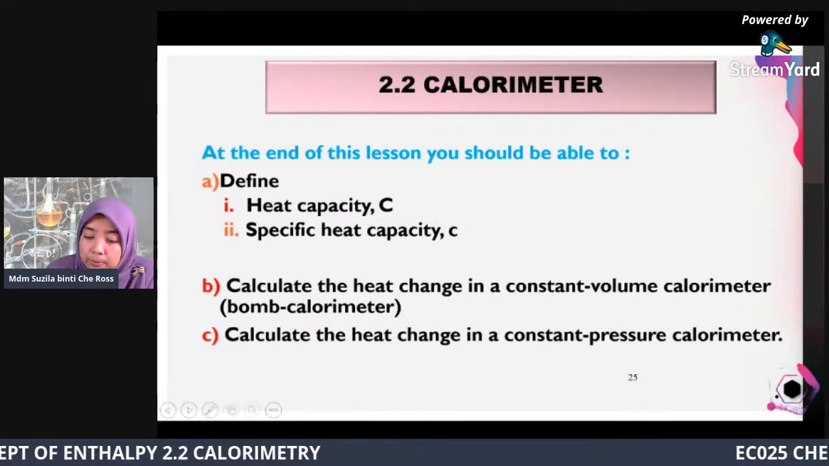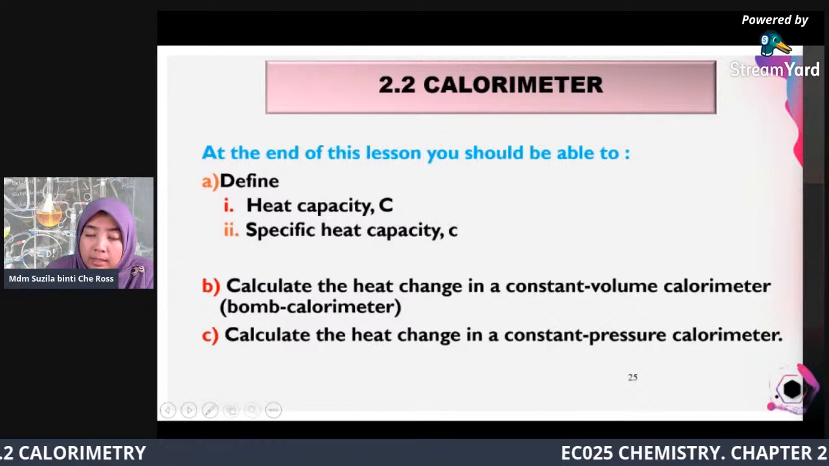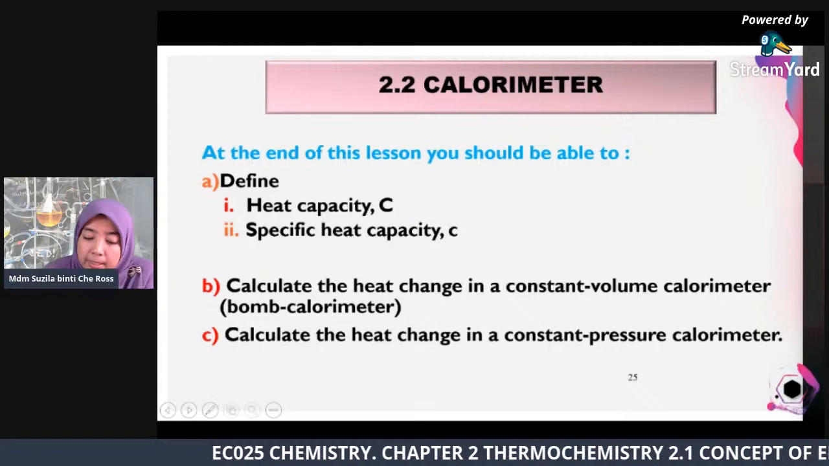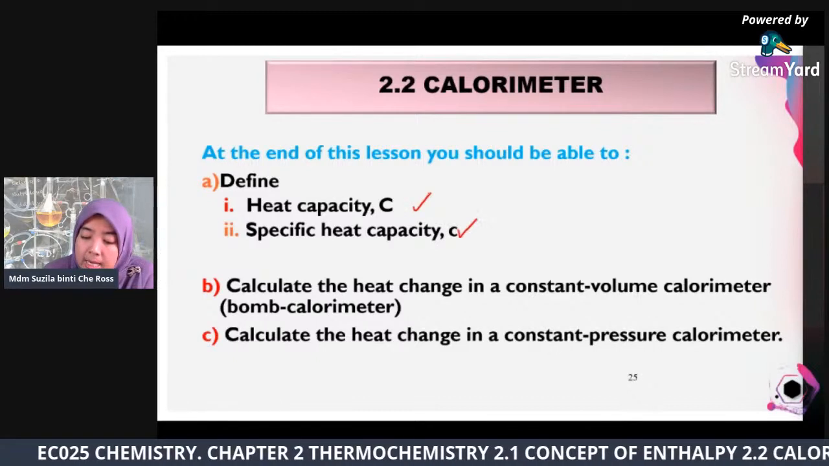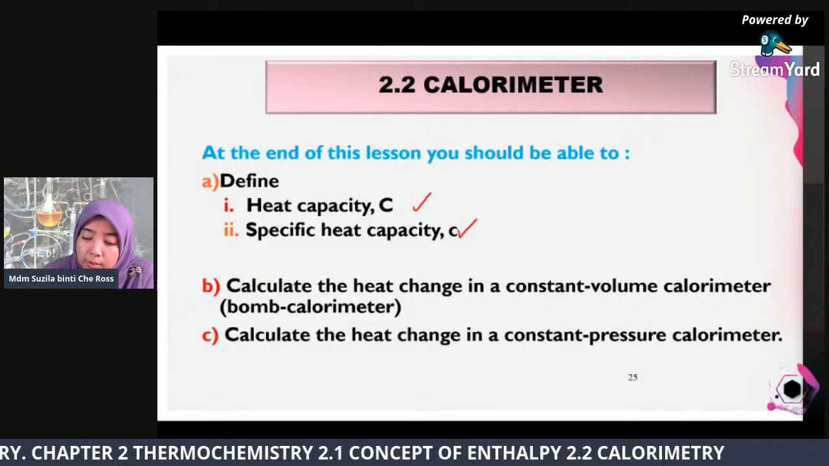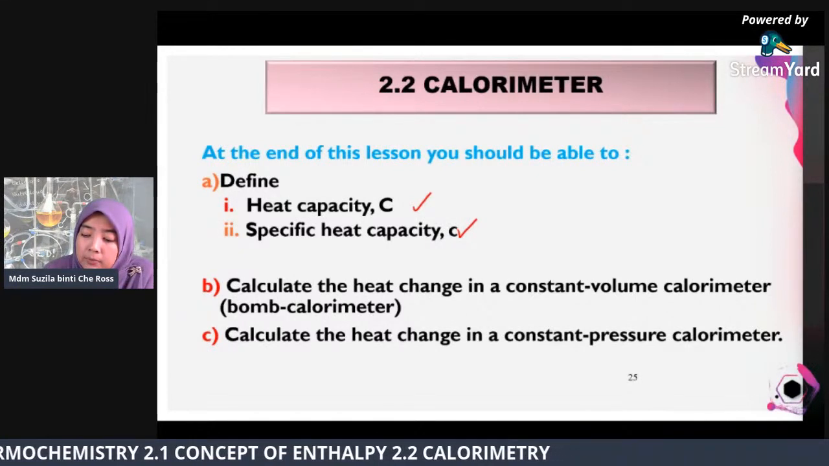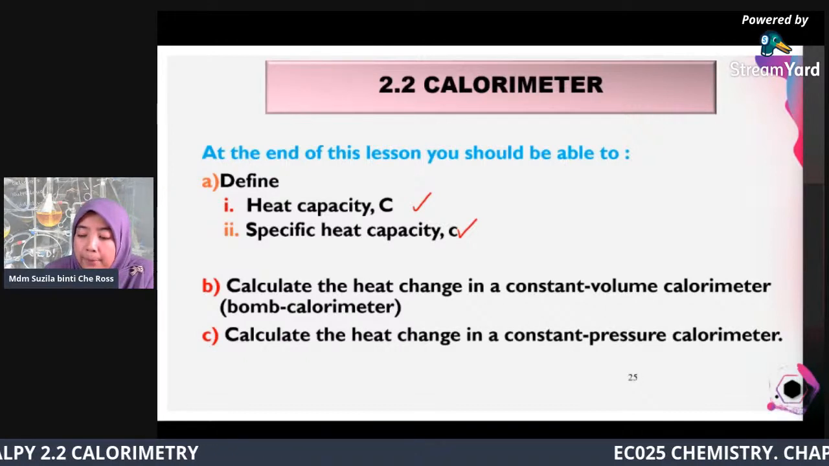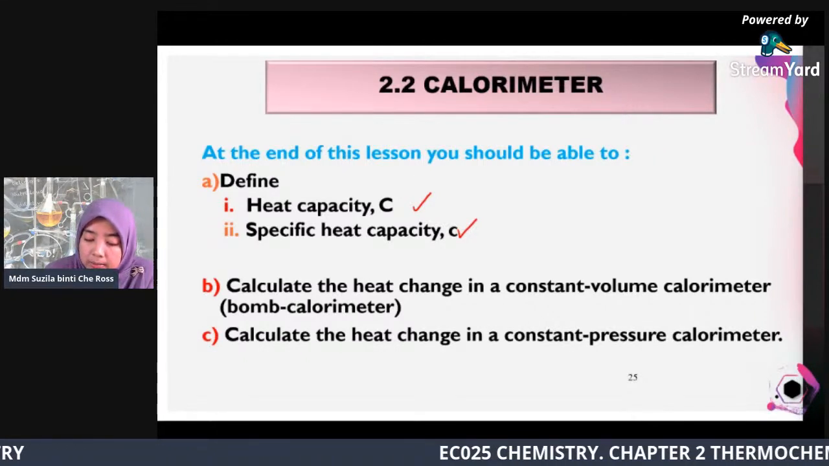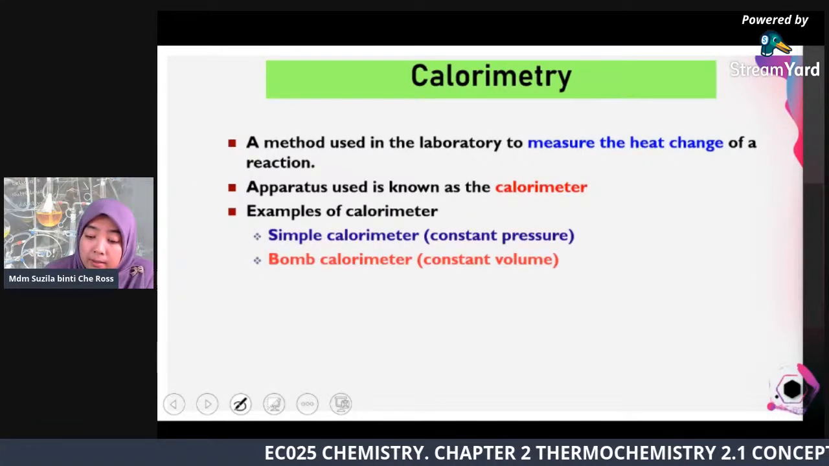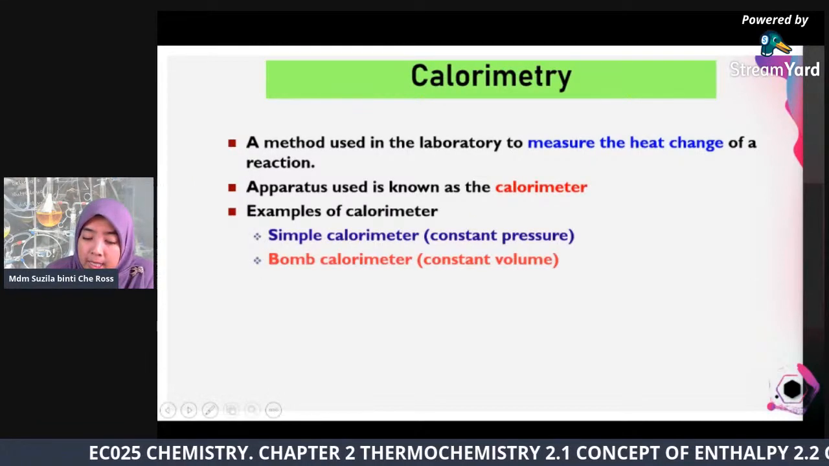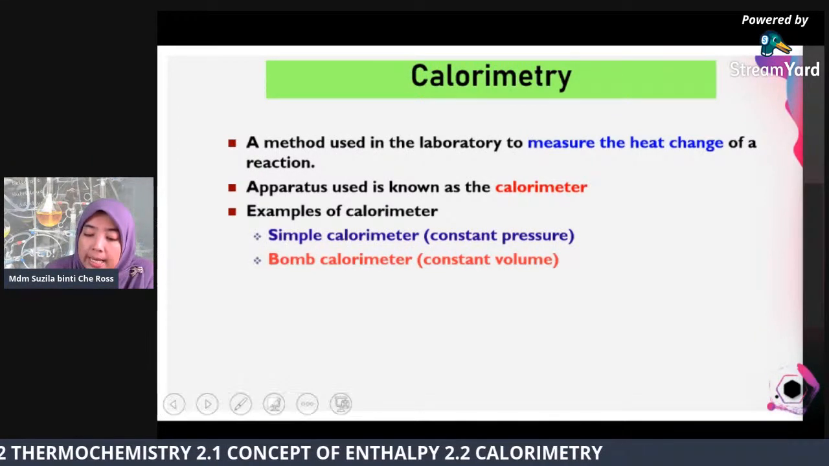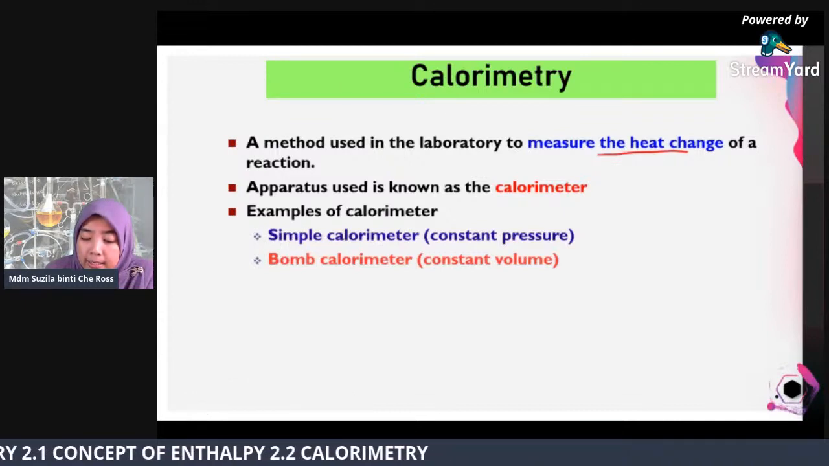Now we go to 2.2, calorimeter. In calorimeter, what you need to know is the definition of heat capacity and specific heat capacity, and then how to calculate heat change for a constant volume calorimeter and for a constant pressure calorimeter. So what is calorimetry? Calorimetry is a method used in the lab to measure heat change, and the apparatus that we use we call a calorimeter.